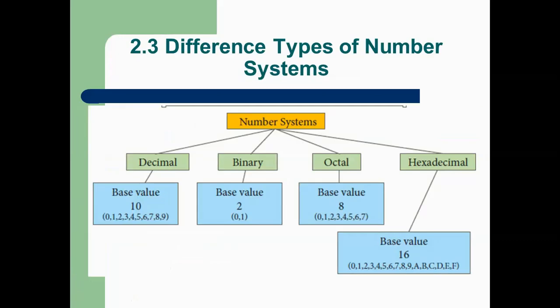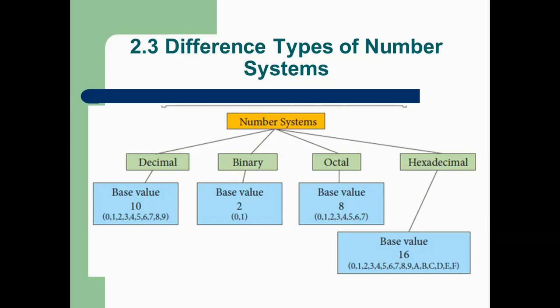So next topic is different types of number systems. In converting the user data into binary digits, there are different types of number systems used by the computer. Some of the number systems are decimal, binary, octal, and hexadecimal. In the decimal number system, there are 10 digits, 0 to 9. In the binary number system, there are 2 digits, 0 and 1. In the octal number system, there are 8 digits, from 0 to 7.